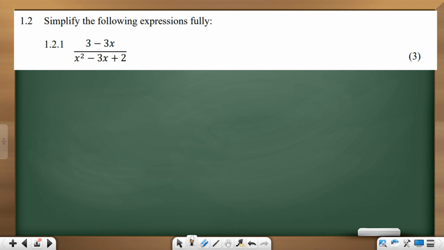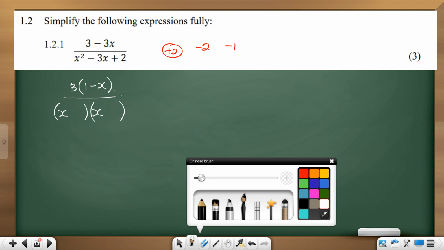Simplify the following. Okay, look at the top. What's common at the top? I see a 3, and it is 1 minus x there. The denominator, I see that's a trinomial. Can we try to factorize? If we can, x and x there. What are the factors of 2? I'm looking at 2, right? Positive 2, so it's positive 2 and 1. But I want negative 3 in the bracket when I add. Sweet. Negative and negative. So you must know how to play with your signs.